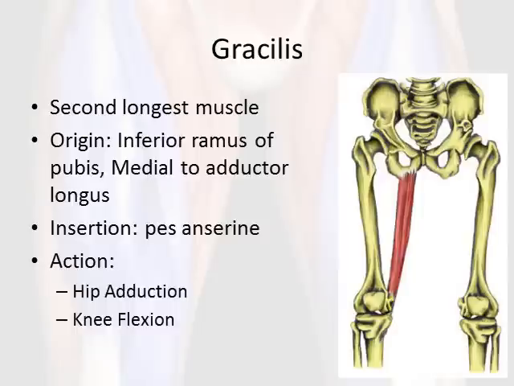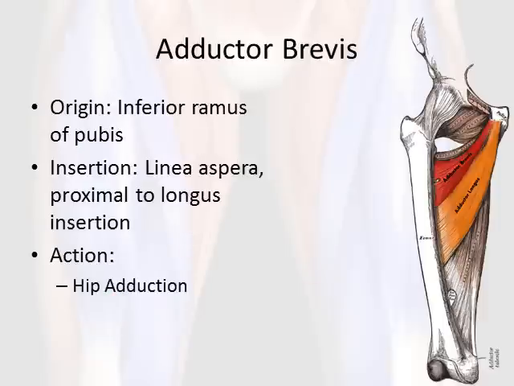Gracilis is the one I already mentioned, so again it's going to insert on that pes anserine point. This is the G of that sergeant, SGT. Second longest muscle in the body, another nice long parallel fascicle arrangement. It's going to go from the pubis again, come straight down, go to that pes anserine. So it's going to be primarily a hip adductor, but also a knee flexor since it crosses the knee. Okay, and then we've got adductor brevis. So adductor brevis is going to be found just proximal to adductor longus. You can see longus here and brevis here. So again, this one's going to be a pure adductor of the hip.